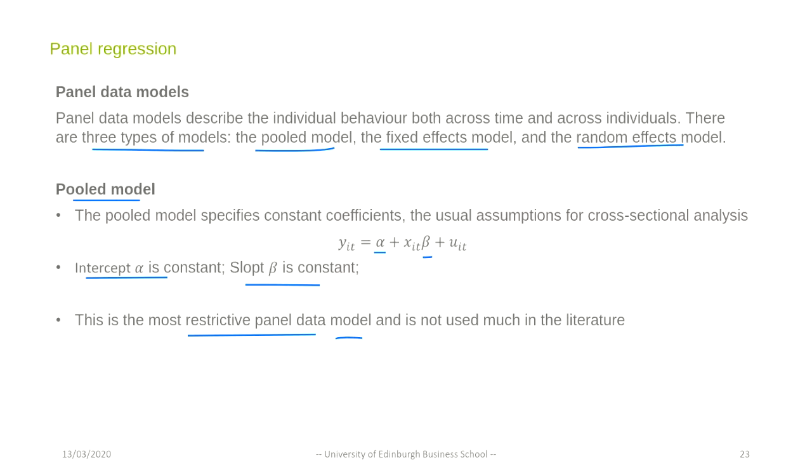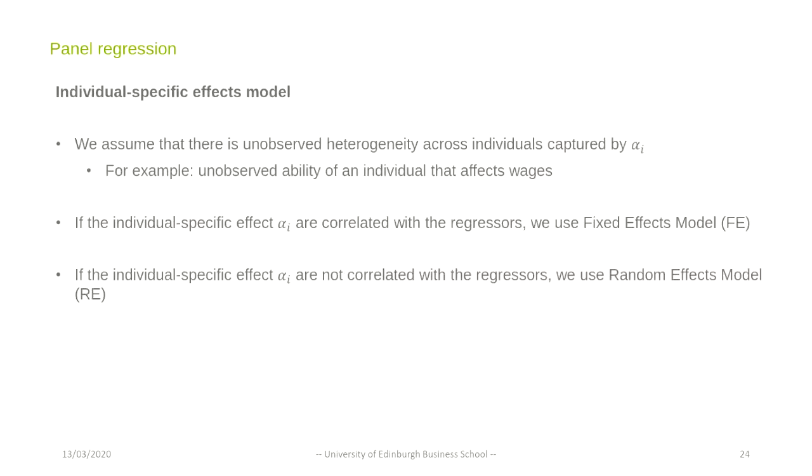Okay, and the next one, if we consider the individual-specific effect, either fixed or random, we're going to consider slightly different models. If the individual-specific effect is correlated with one of the independent variables, we call it a fixed effect model. Or maybe the individual-specific effect, that is, the difference between the individuals, is not correlated with one of the independent variables. We use a random effect model.